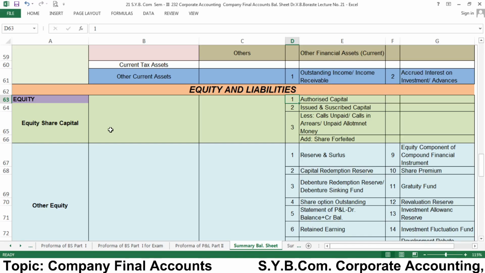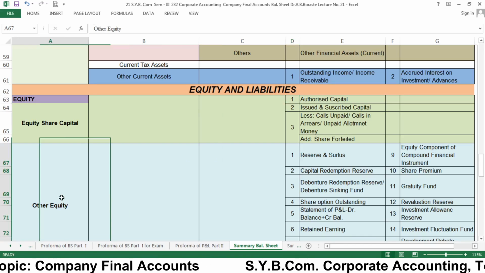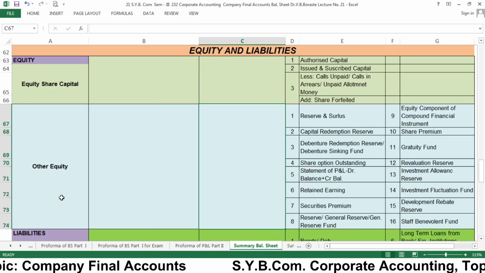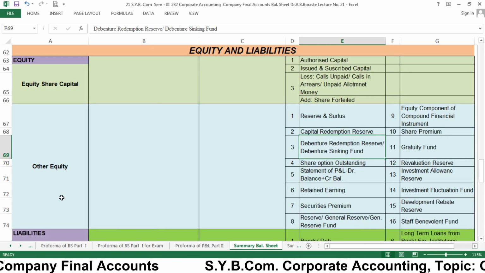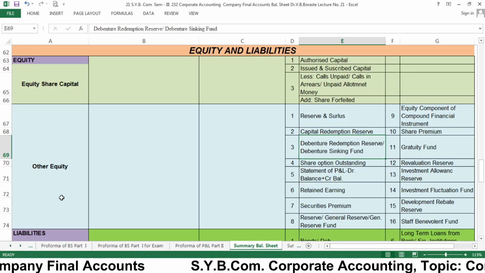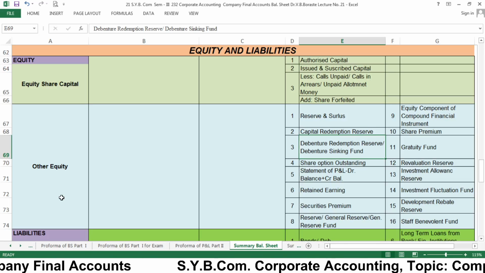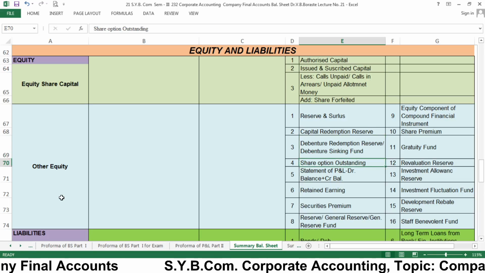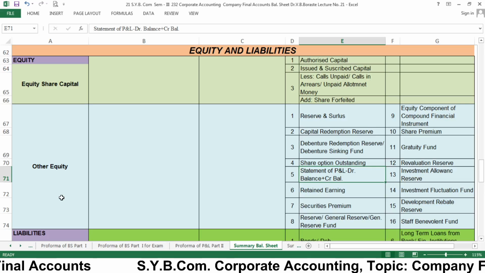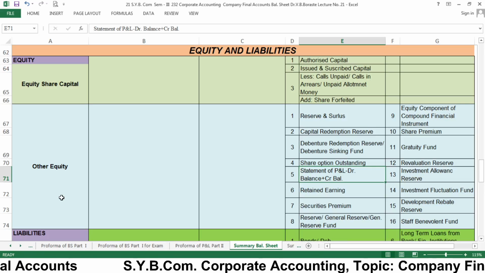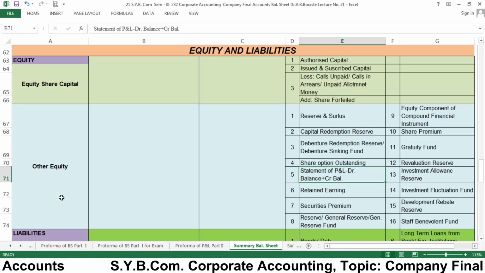in the capital. Then the second part is other equity. What is that? The other equities are reserves and surplus, capital redemption reserve, debenture redemption reserve, any kind of reserve which we have to mention under the head other equity. And if share option outstanding, statement of profit and loss account is there with a debit balance, it has to be deducted. And if there is a credit balance, it has to be added.